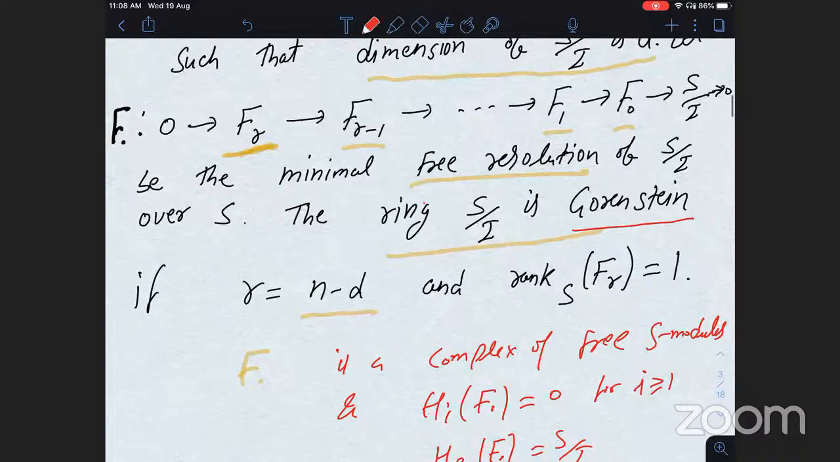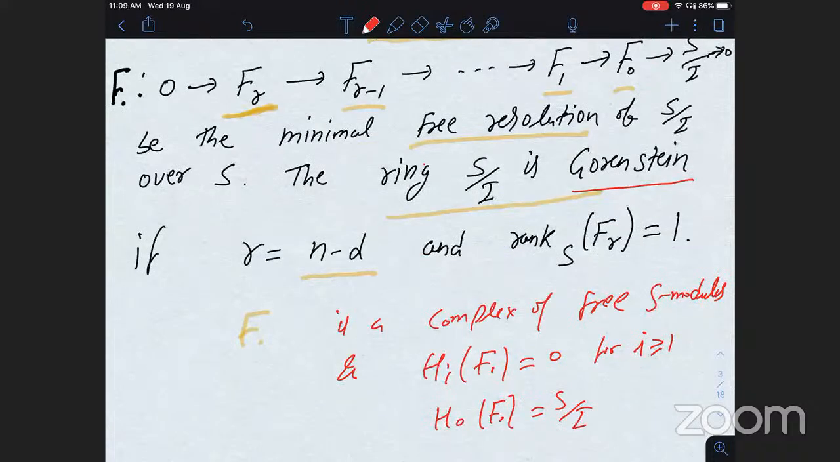And we say that this free resolution is minimal if, let me denote these maps by phi_r and phi_{r-1}. The map from F_r to F_{r-1} is phi_r, and F_{r-1} to F_{r-2} is phi_{r-1}. So if this phi_{r-1} is contained inside the maximal ideal generated by variables.